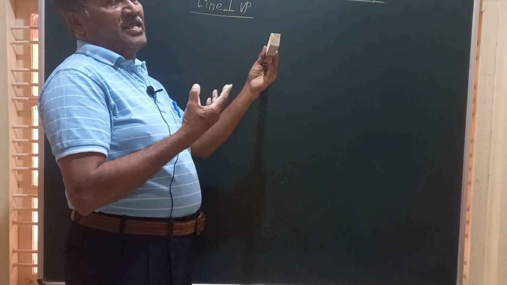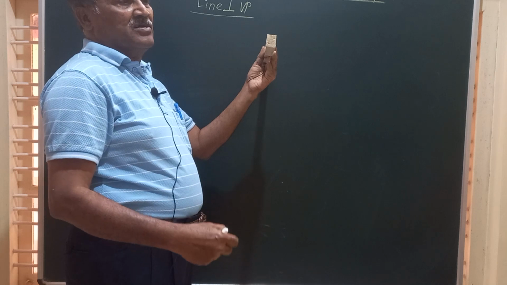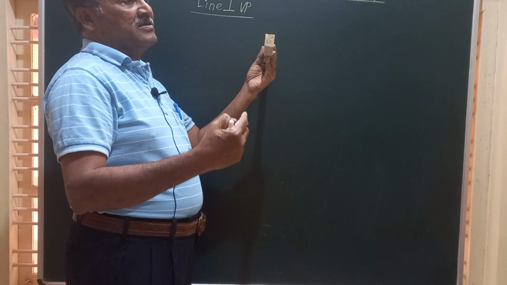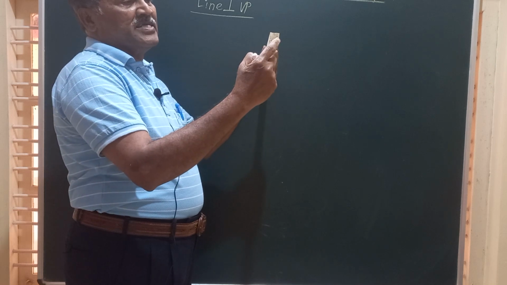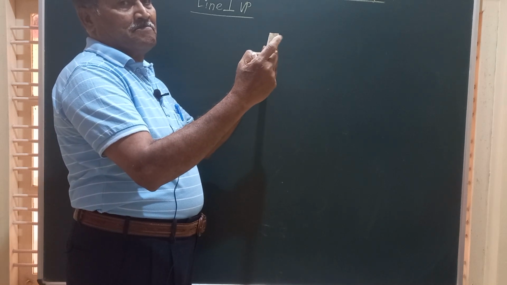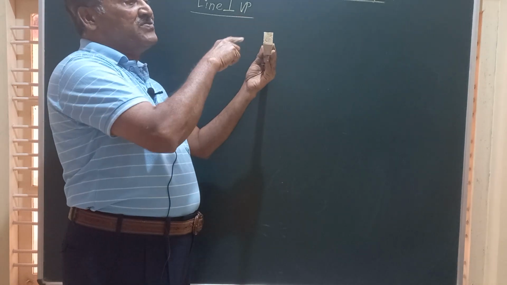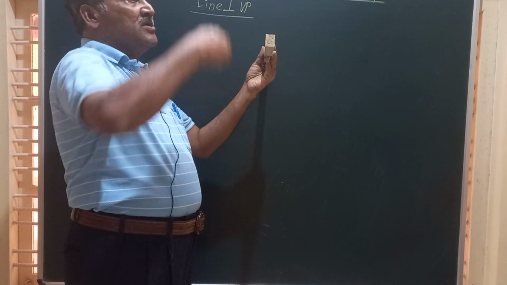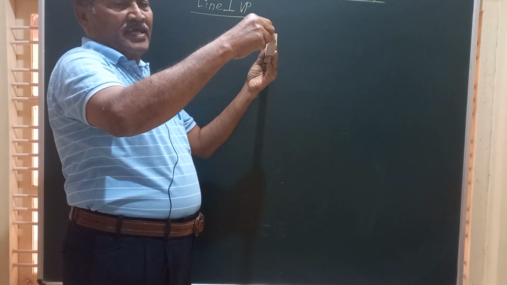Say this line has got a length of 90 millimeter. What is it that you see in the front? When you see in the front, this line, since it is perpendicular to VP, you see it as a point. And after getting the shadow of this line on HP, if you look from the top, you will be getting the true length of the line.